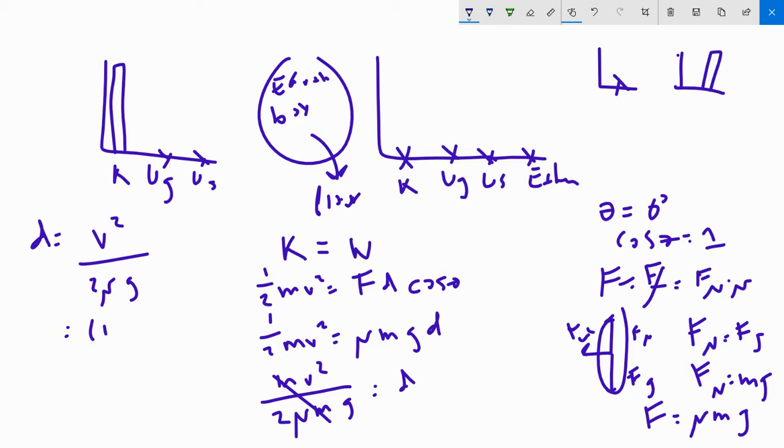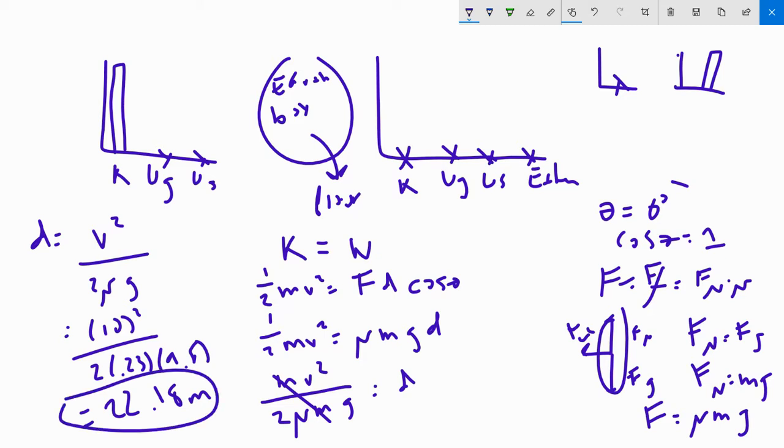Plug in some values, 10 squared, 2 times 0.23, 9.8 for g. And that means that distance is going to be 22.18 meters. All right, so that's just an example of how to solve a work problem for conservation of energy.